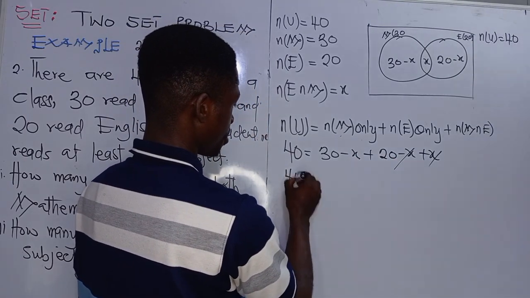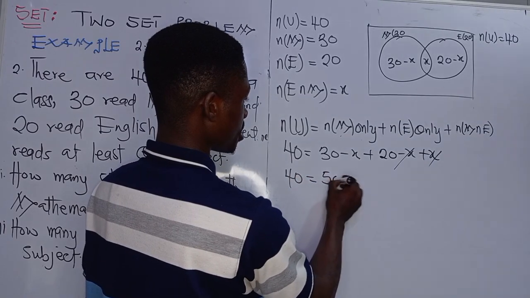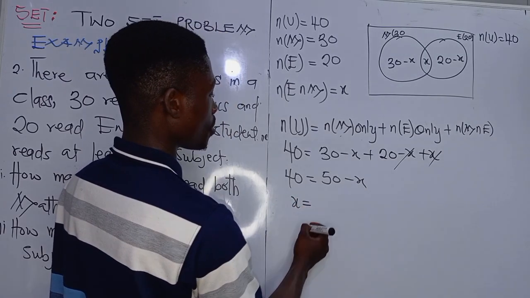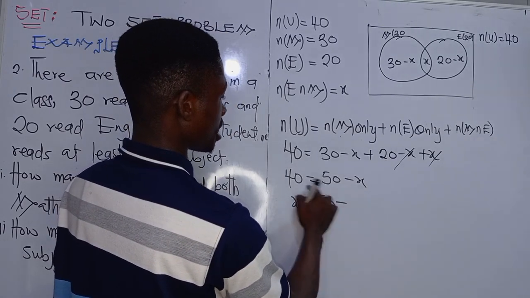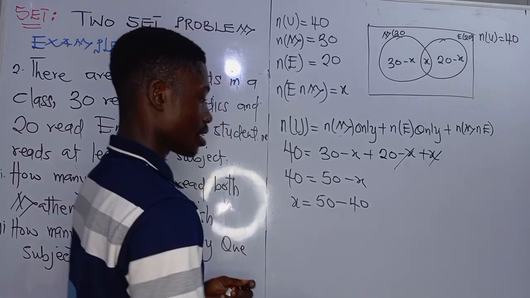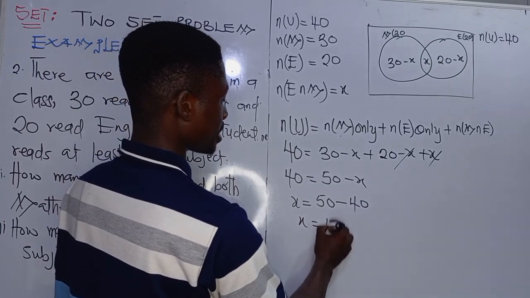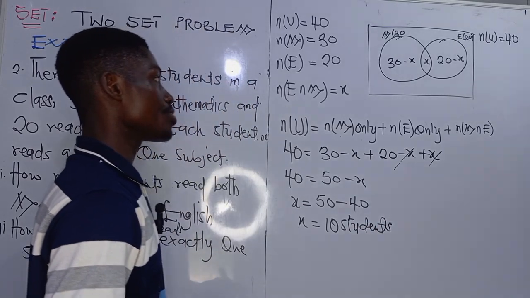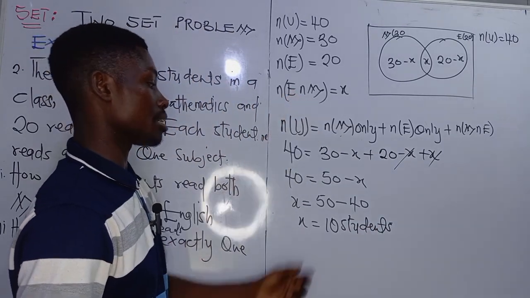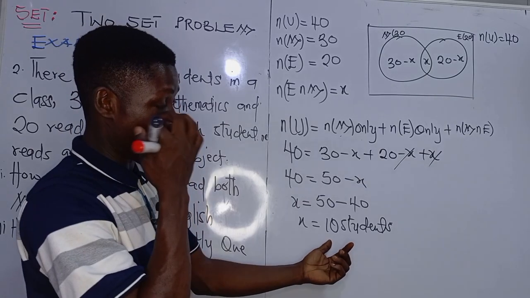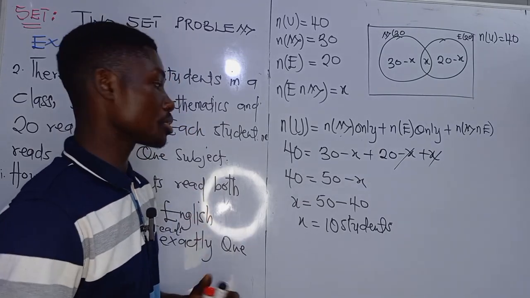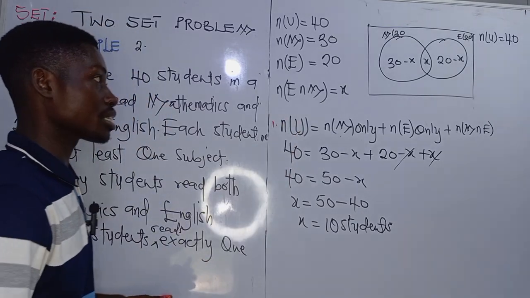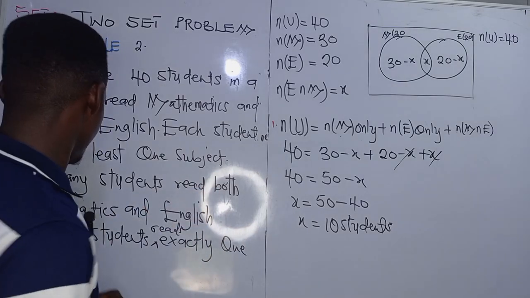So we have 40 is equal to 50 minus what? This X. So we are looking for X. So we have our X is equal to 50 minus what? 40. So we have our X is equal to what? 10 students. So the number of students who read both English and mathematics, they are how many students? They are 10 students. So we are done with the first question. Very, very easy. Questions on two sets, easy.